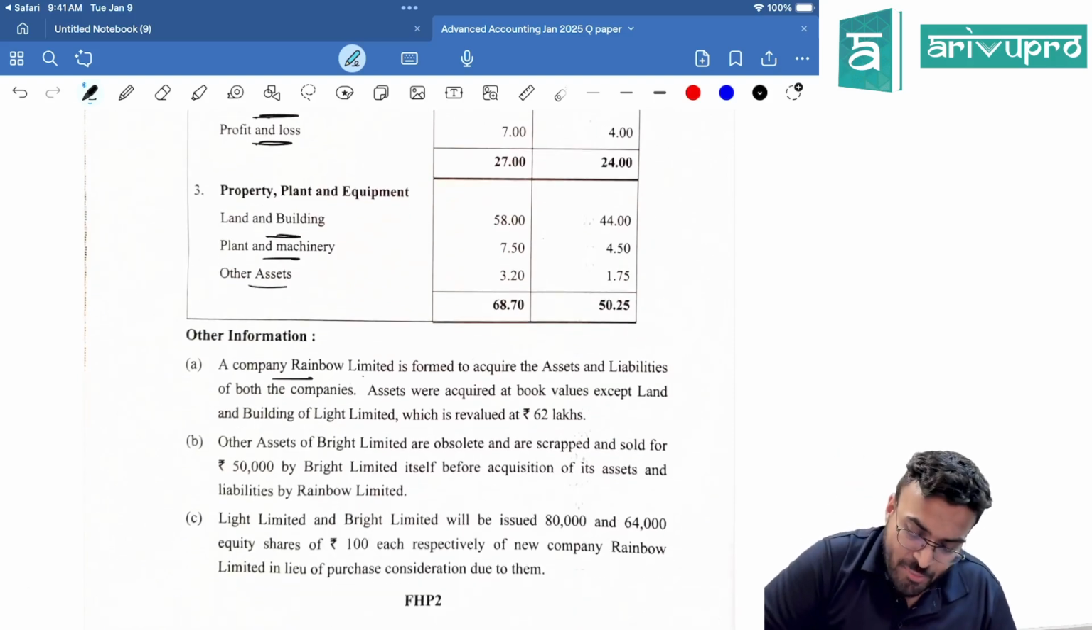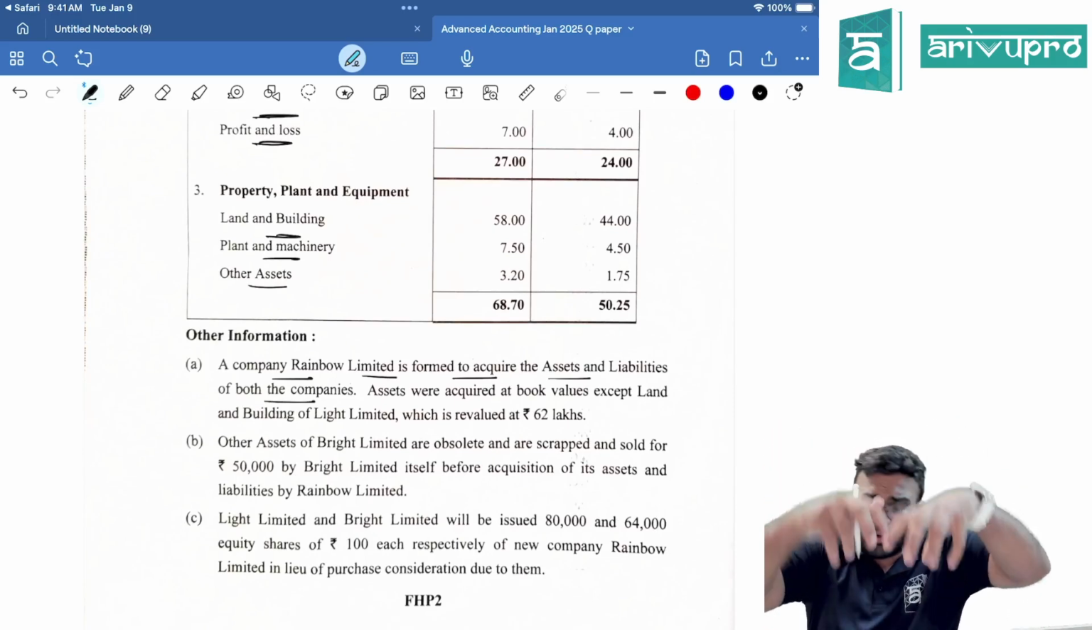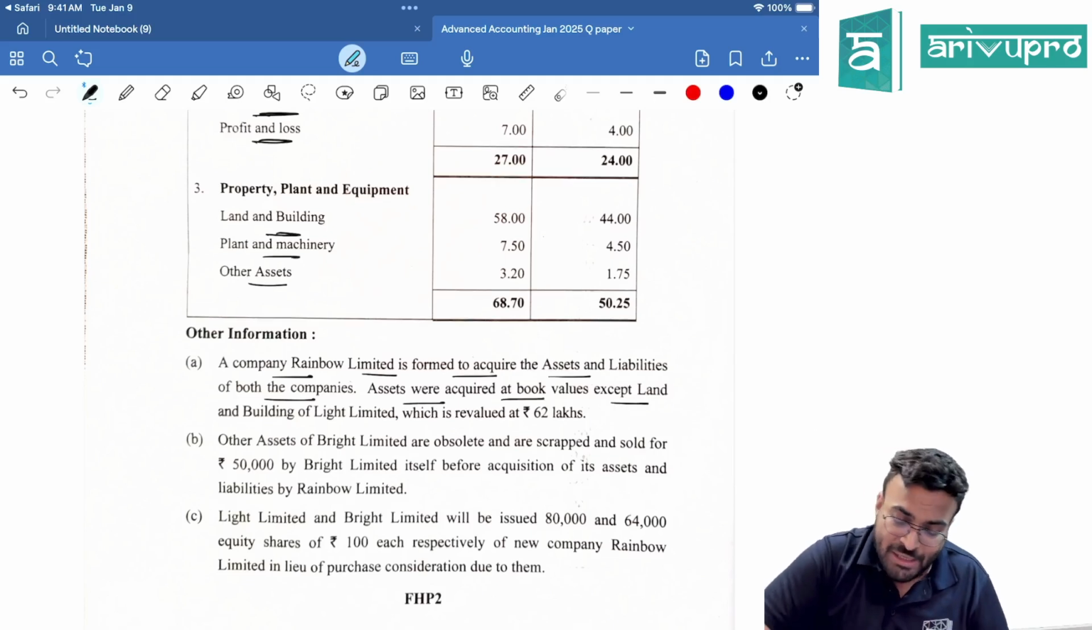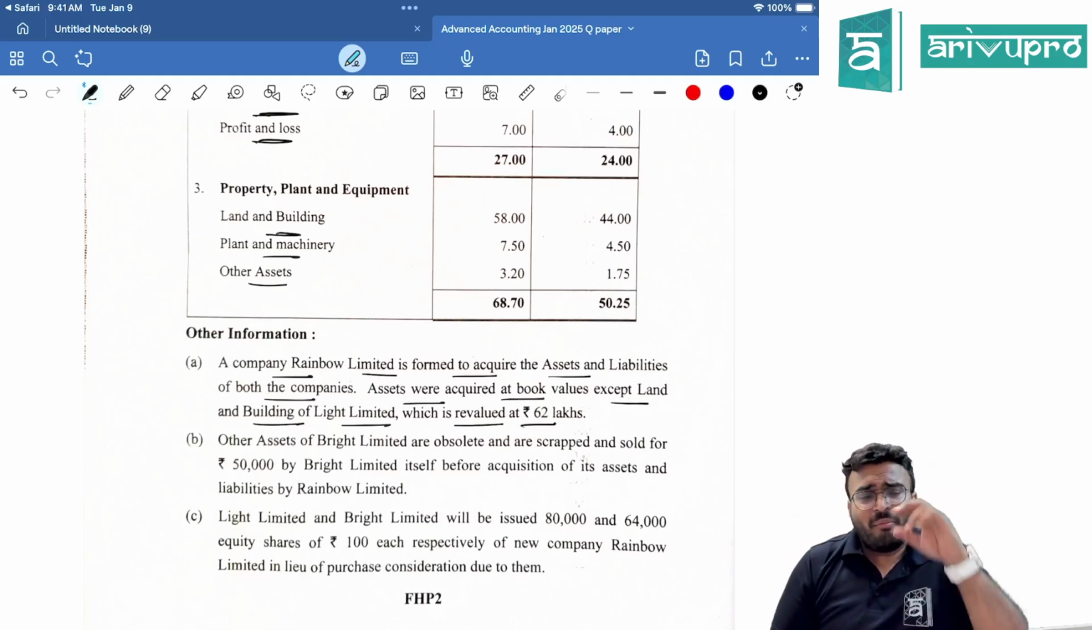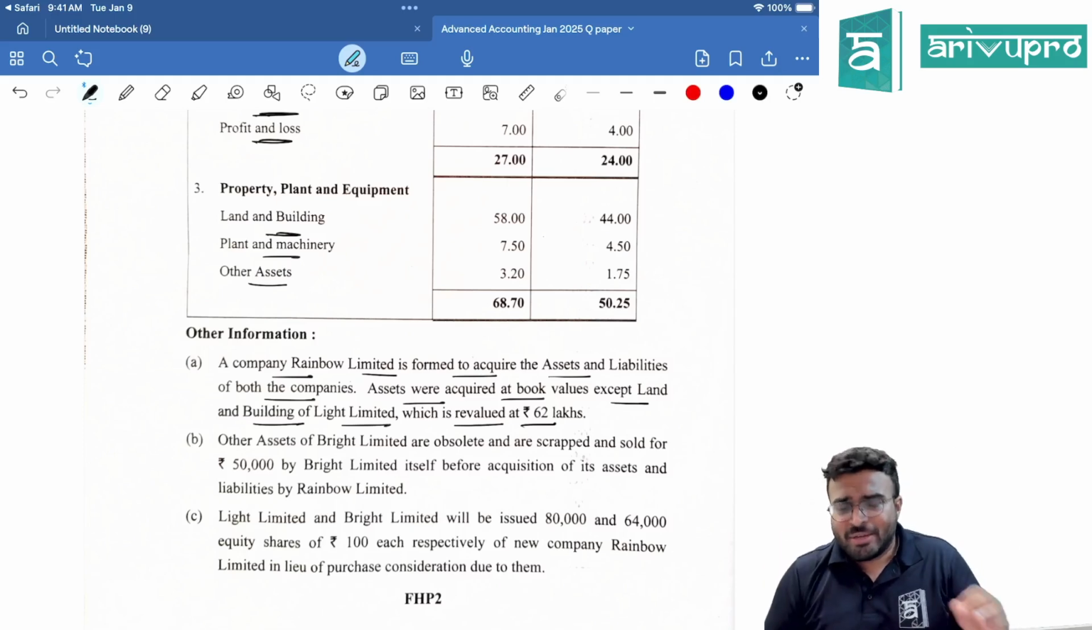A company, Rainbow Limited, is formed to acquire the assets and liabilities of both companies. Both are selling companies now. Rainbow Limited is the new purchasing company. Assets were acquired at book value except land and building of Light Limited, which is revalued at 62 lakhs. Okay, moment you saw that asset is revalued, it is amalgamation in the nature of purchase. You don't even have to bother about amalgamation in the nature of merger.